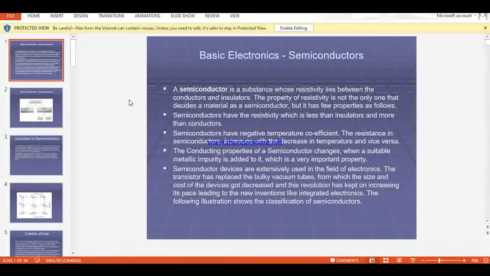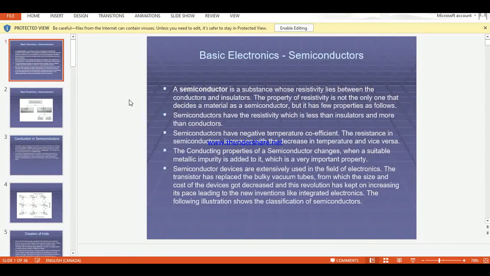Here we will discuss basic electronics. Semiconductors. A semiconductor is a substance whose resistivity lies between that of conductors and insulators. The property of resistivity is not the only one that decides a material as a semiconductor, but it has a few properties as follows.